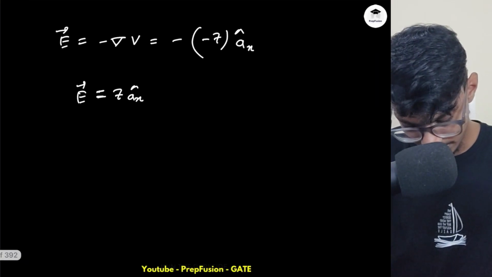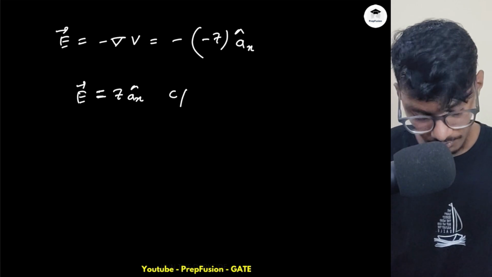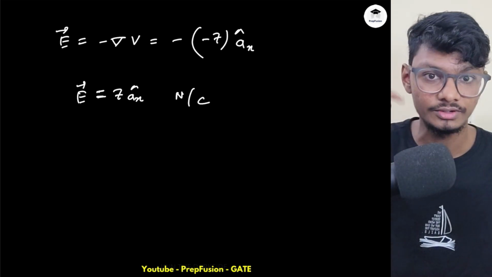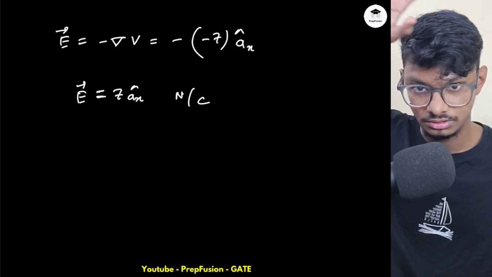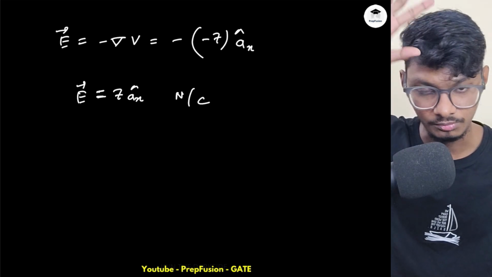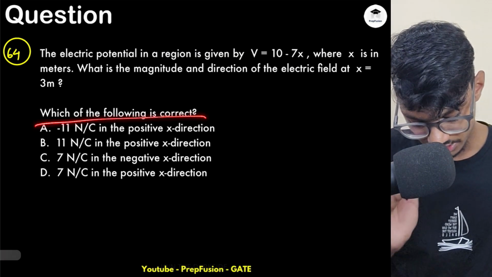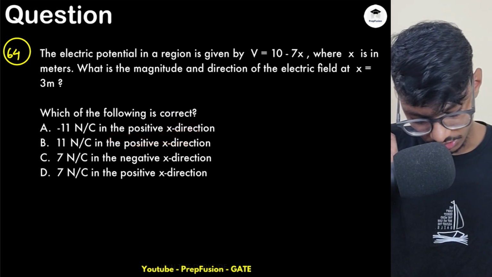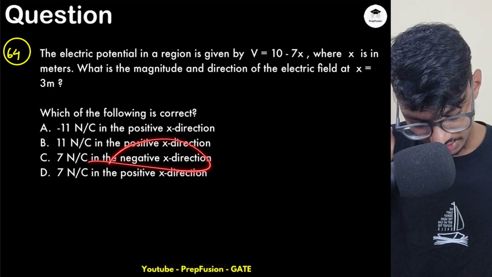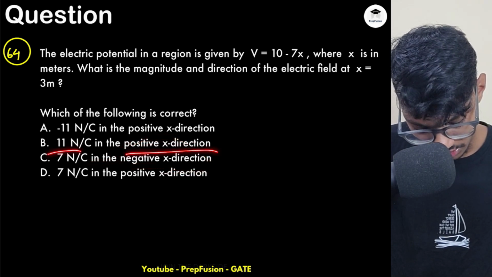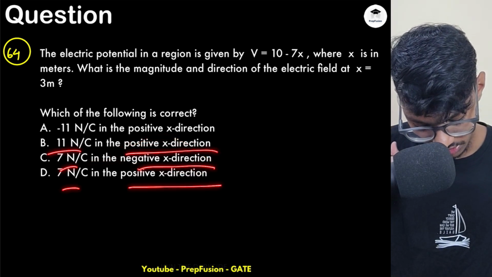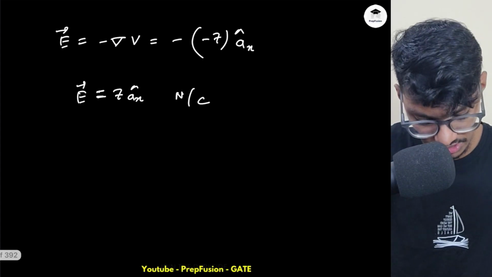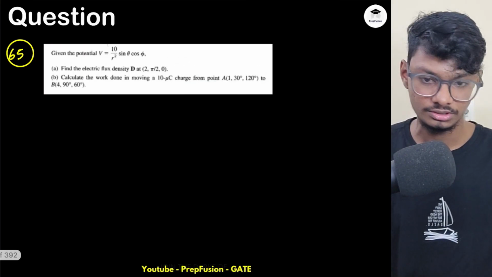Here the unit also you have to identify. This is in Newton per coulomb, because if you remember, electric field was defined as force divided by test charge q naught, so Newton per coulomb. So which of the following is correct? Minus 11 Newton per coulomb in positive x direction? No. Positive x direction is correct, but negative x direction is incorrect. 11 in positive x direction, 7 in negative x direction, 7 in positive x direction. Yeah, 7 in positive x direction, that is correct. Magnitude is 7 and the direction of the electric field is in the positive a_x cap, right? So this will be the answer to this question.